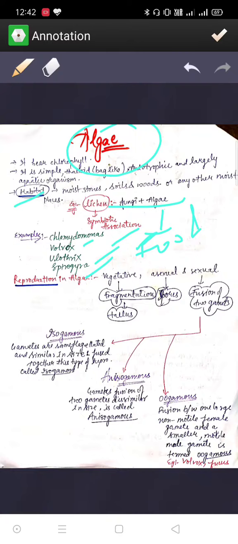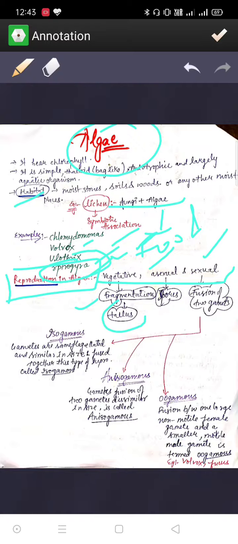So, what types of reproduction are found in algae? There are 3 types of reproduction found in algae: vegetative, asexual, and sexual reproduction. Vegetative reproduction is by fragmentation, and these fragments are called thalli. This type of fragmentation we commonly see in Spirogyra.